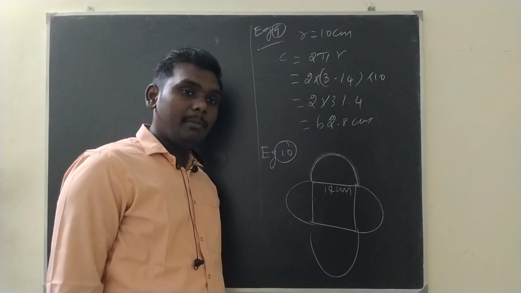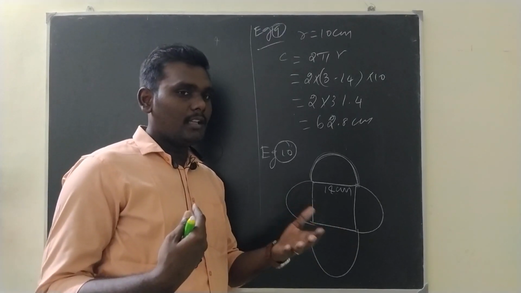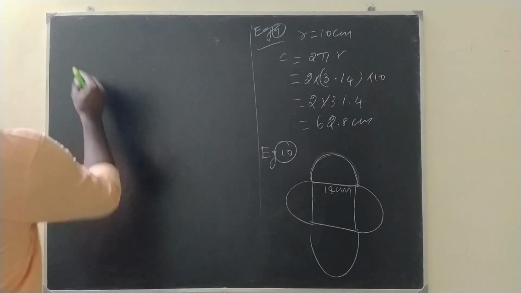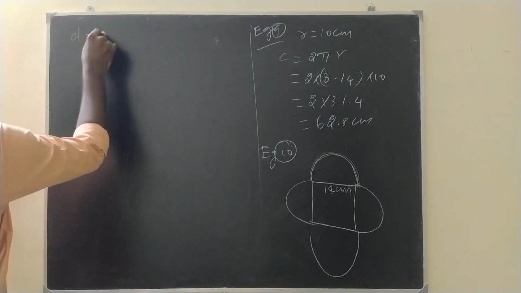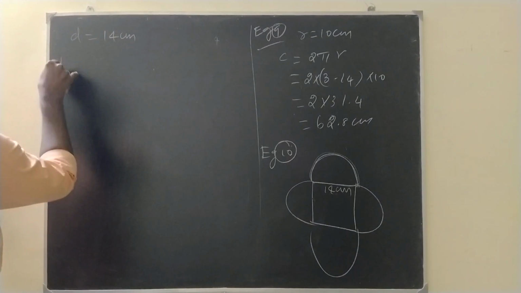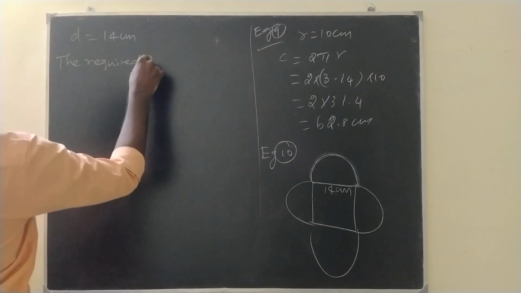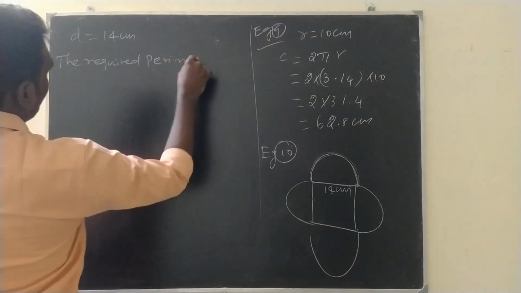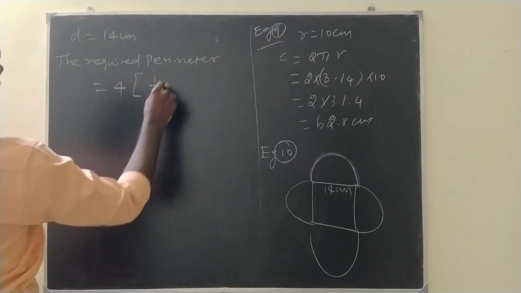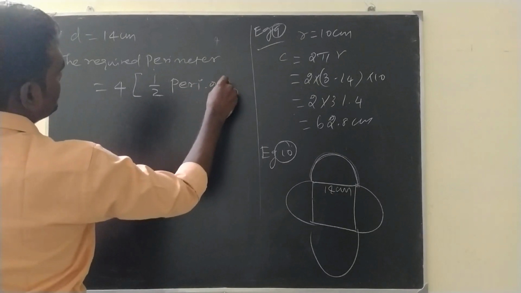Remember, I told you the diameter of a circle splits the circle into 2 equal halves. So we can write half of the perimeter. Now the value, diameter of a circle is what? 14 centimeter. Then the required perimeter is equal to 4 times half of perimeter of circle.